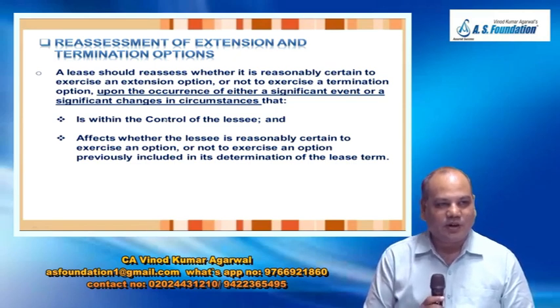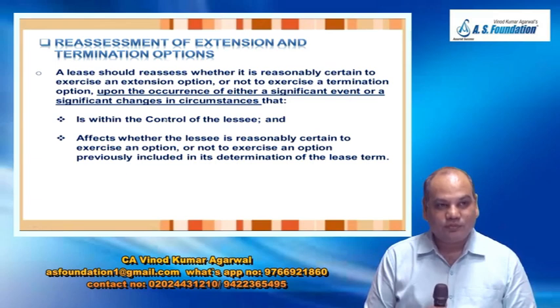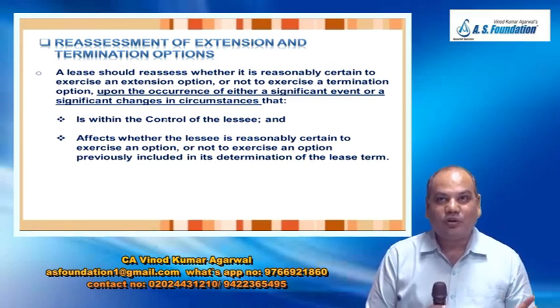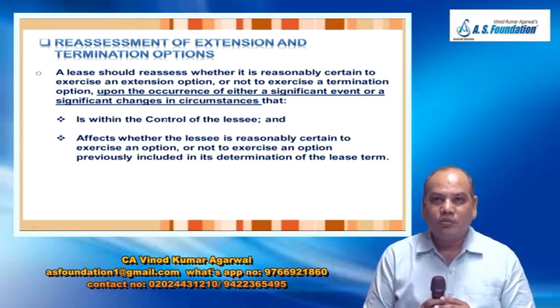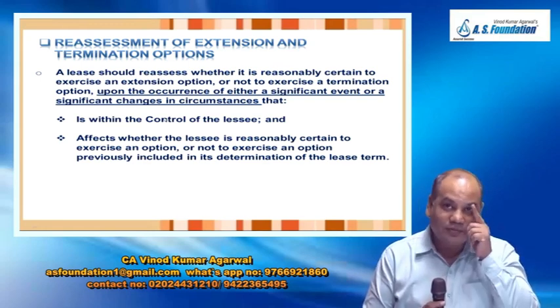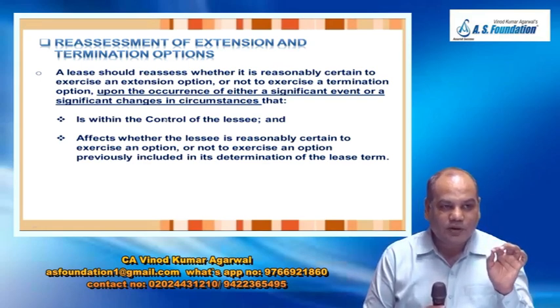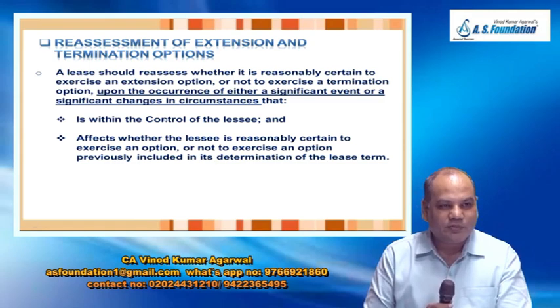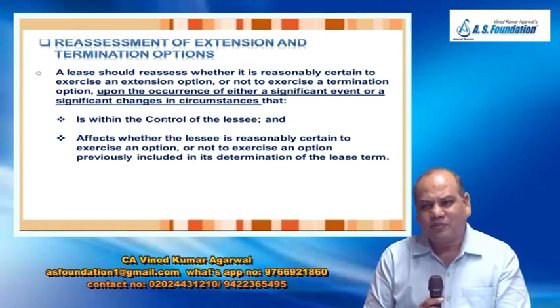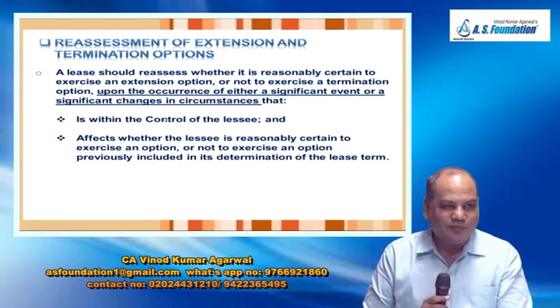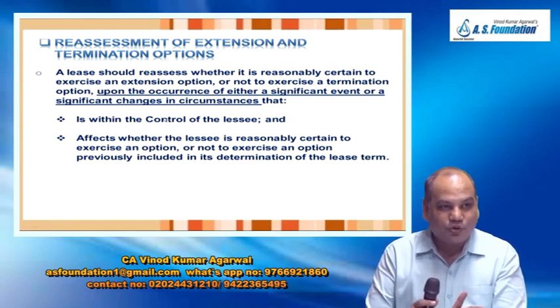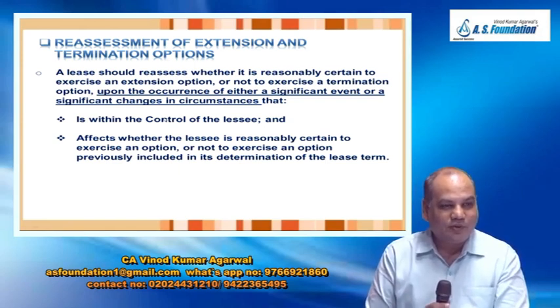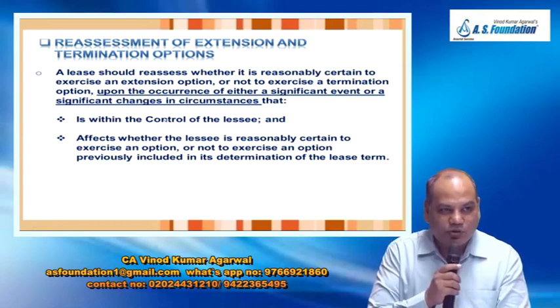Reassessment of extension and termination option. So the standard knows that what we had thought on the date of commencement might be revised. For example, initially we may have decided not to extend. 15 years is the lease term and we have an extension option of another 5 years. But after 15 years what will happen, we don't know. So first we have not considered that. But once we approach that 15 years, we find that we might use our extension option.